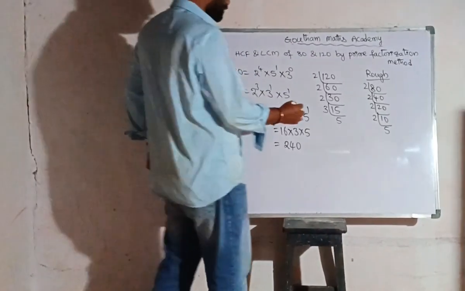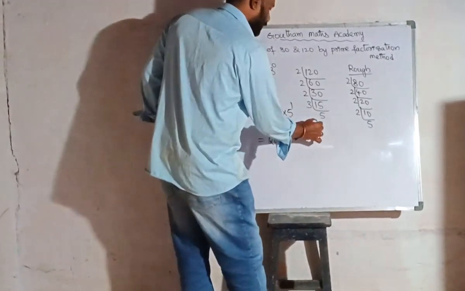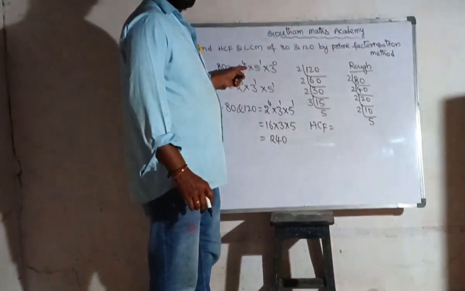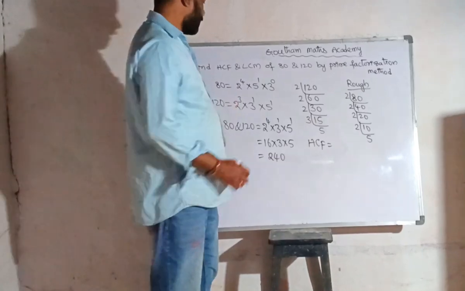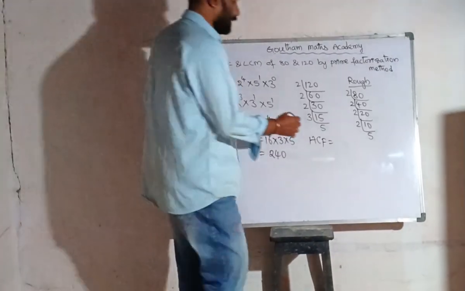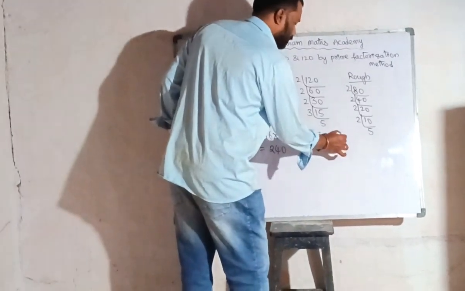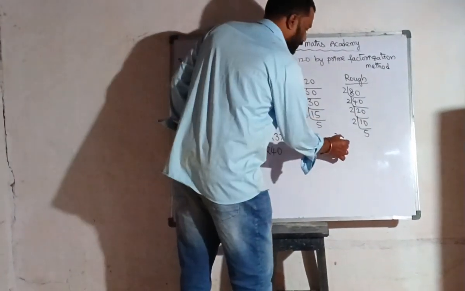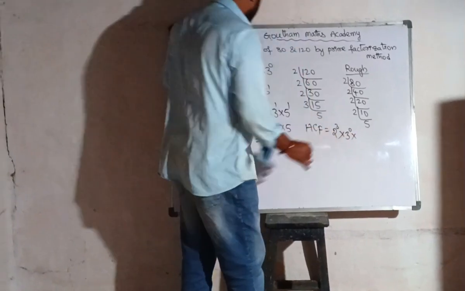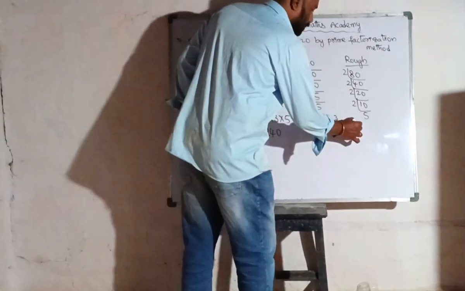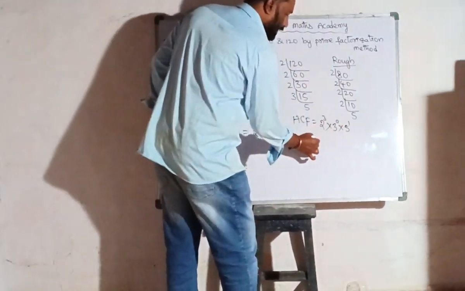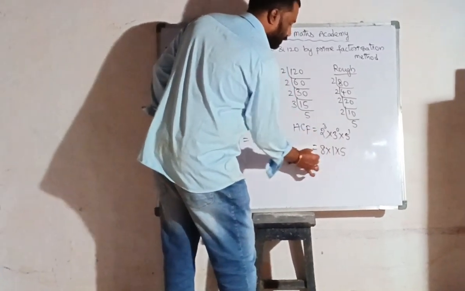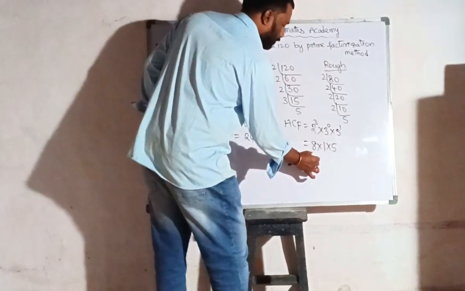Next HCF. HCF is the product of the lowest exponents of prime numbers. In 2 power 4, 2 power 3, the lowest is 2 power 3. In 3 power 0, 3 power 1, the lowest is 3 power 0. In 5 power 1, 5 power 1, the lowest is 5 power 1. 2 power 3 is 8, 3 power 0 is 1, 5 power 1 is 5. So 8 into 1 into 5, 40.